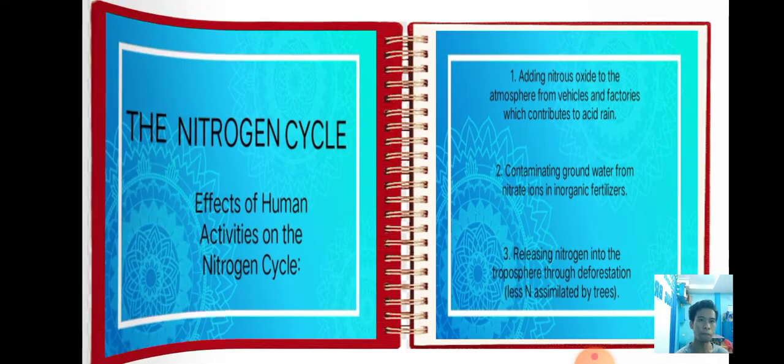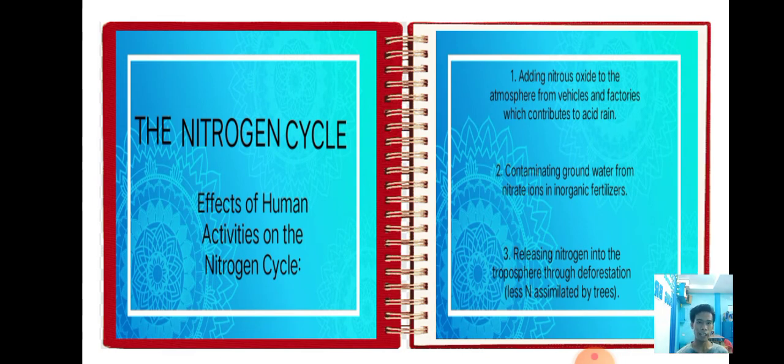And we have also the next one, the nitrogen cycle. The effects of human activities on the nitrogen cycle: first, adding nitrous oxide to the atmosphere from vehicles and factories, which contributes to acid rain. The second one, contaminating groundwater with nitrate ions from inorganic fertilizer. And the third one, releasing nitrogen into the troposphere through deforestation, so less is assimilated by the trees.